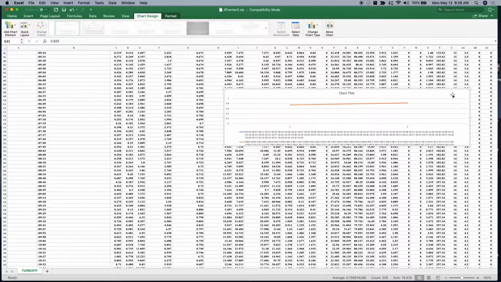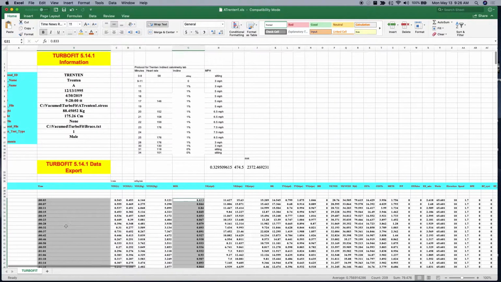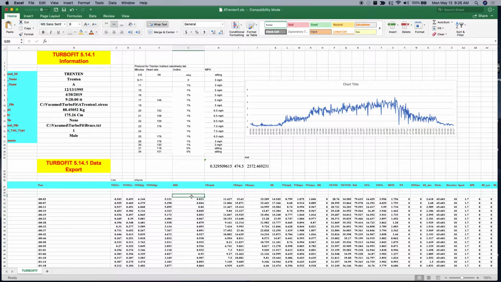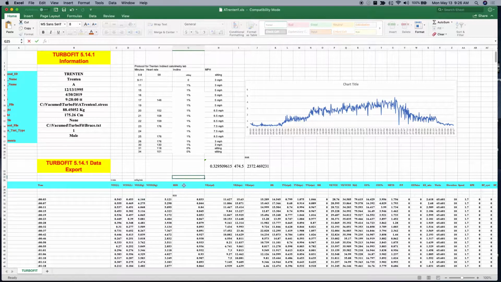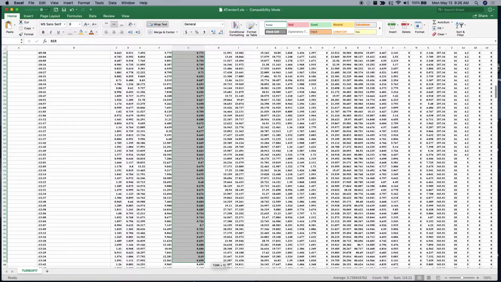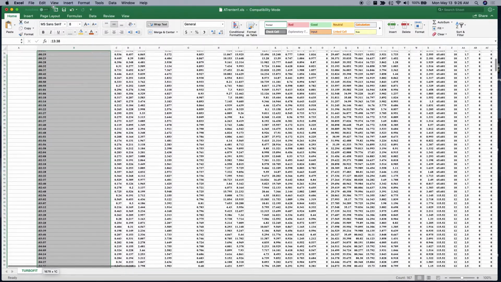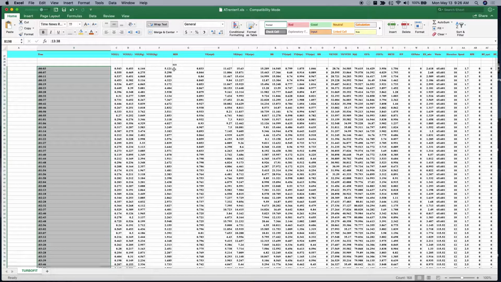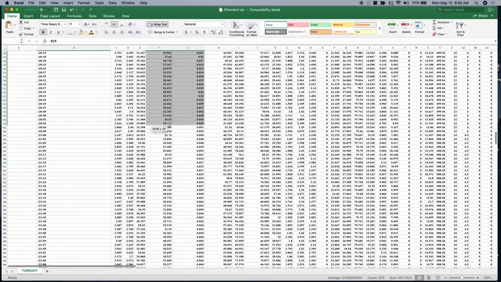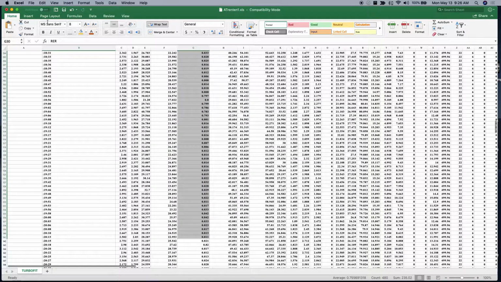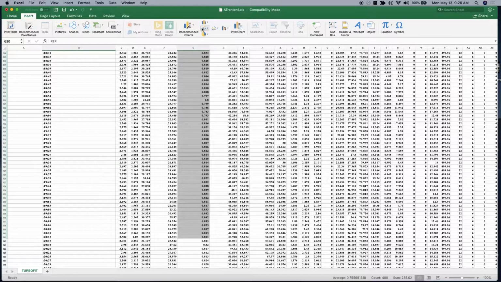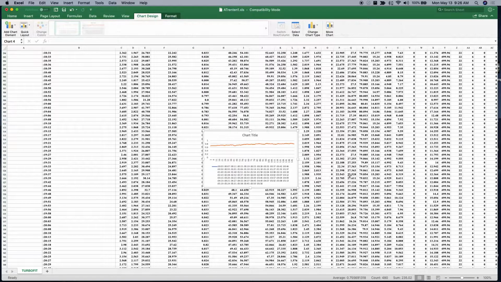Oops, I did that wrong. You have to label one of these. So you highlight a certain section of that, bring this over here, hold down Command, highlight a section of that, Insert, line graph, and we get our RER over time.